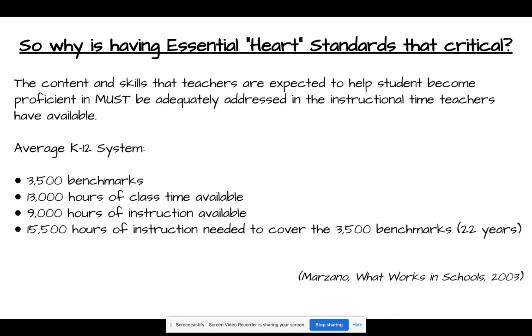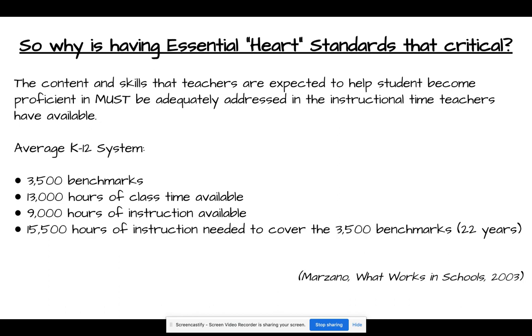The content and skills that you're expected to teach to help students become proficient in have to be adequately addressed. That takes time to directly instruct them and to give them chances to make attempts, make mistakes, and garner feedback both from you and their peers. And it's got to be time that you have available to do that.